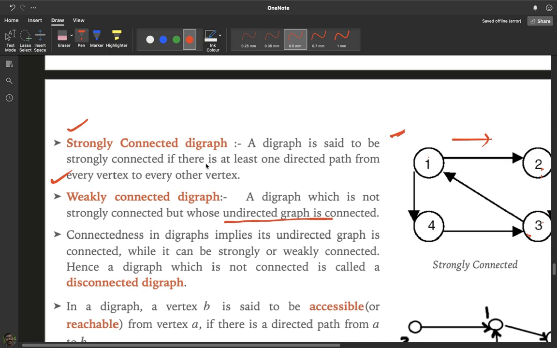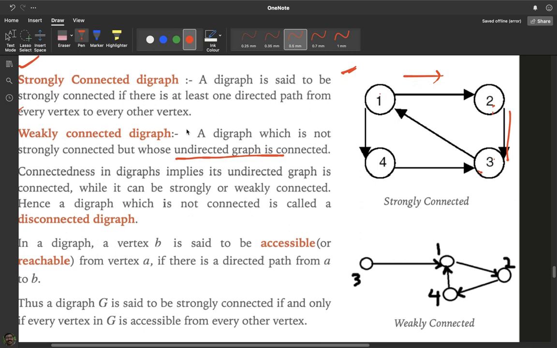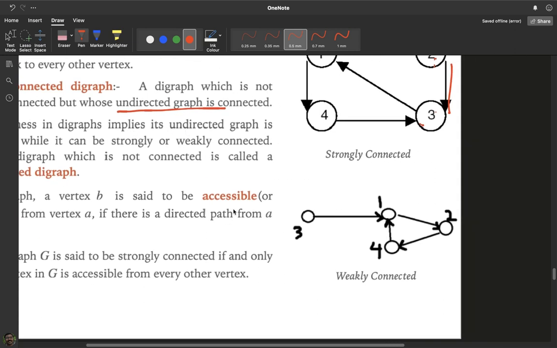These definitions are very important. They can ask you the definition and also the corresponding examples. So: define a strongly connected digraph with examples, define a weakly connected digraph with examples. Let us see one example of a weakly connected digraph. If you look at this graph, you can see that this is a connected graph.